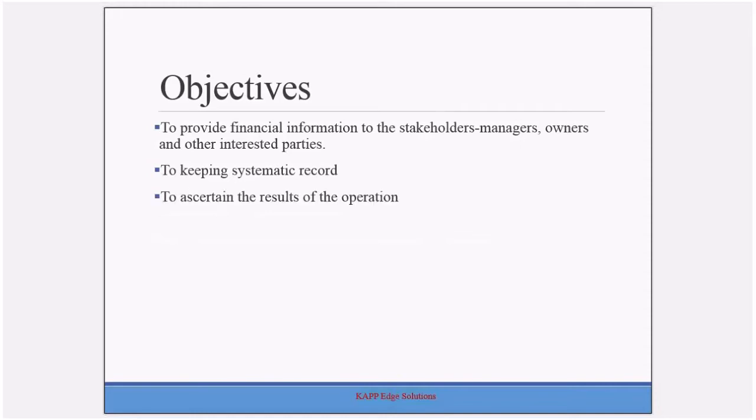To ascertain the results of the operation: when we make a profit and loss account or income statement, that reflects the results of the operation, what business you are doing, are you having profit or are you having loss? That is the objective of accounting. Then is to ascertain the financial position of the business. The document which provides this information is called the balance sheet. The balance sheet is the document which provides the detail of all the assets and liabilities of the business.